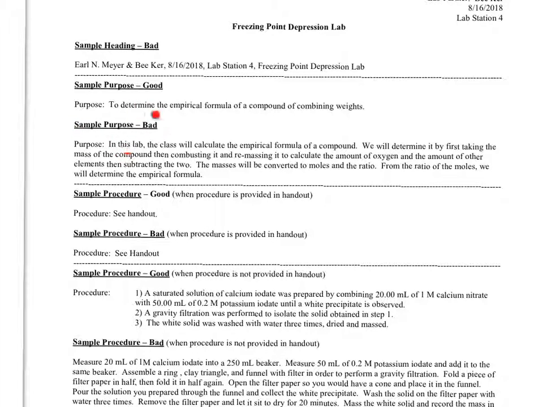A bad purpose is, in this lab, the class will calculate the empirical formula of a compound. We will determine it by taking first the mass of the compound, then combusting it, then remassing. So this is a really bad purpose. First of all, you're using personal pronouns. You can never do that. It is not in passive voice. And also because it's really, really long. It's talking about procedure in there, which you don't want.